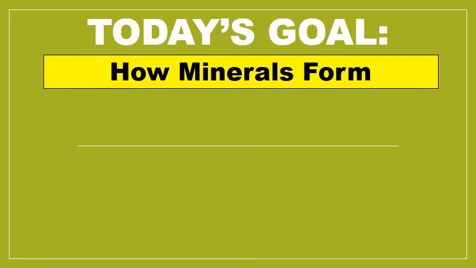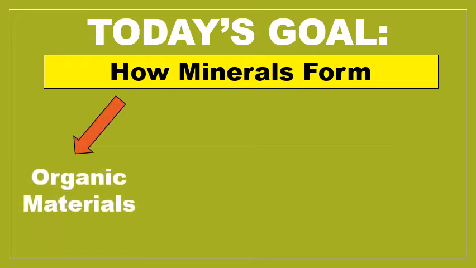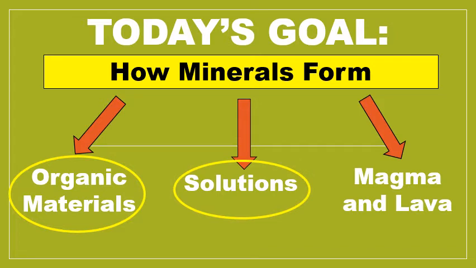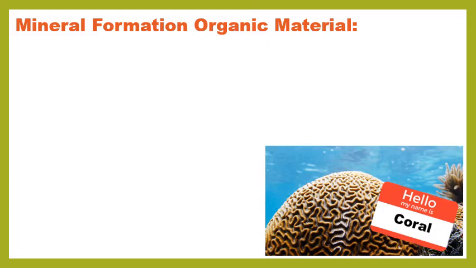Okay, speaking of minerals, today's goal is going to be how minerals form. So we're going to learn about how minerals are made. And actually, we're going to learn that there's 3 ways that we can make minerals. Minerals can be made from organic materials, they can be made from solutions, and they also can be made from magma and lava. In this particular lesson, we're only going to learn about organic materials and solutions and how those make minerals.